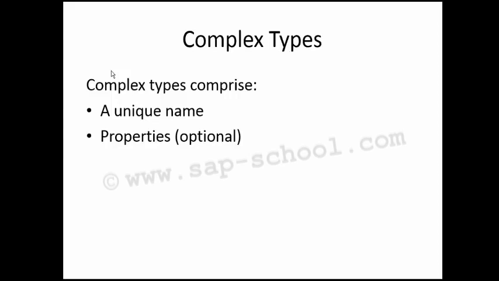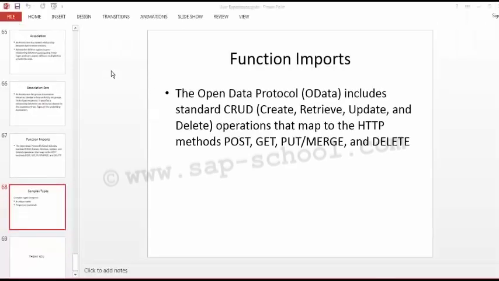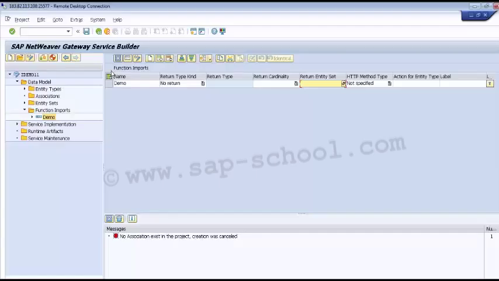Unlike my entity types, my complex types cannot form either end of an association between the data objects, and therefore we cannot define the navigation properties for a complex type. However, they can contain other complex types, that is, they can have a deep structure. Within a complex type, the cardinality is always 1:1. My complex type comprises a unique name and the properties, which are optional. Now let's see how we can create the complex type in my service builder.